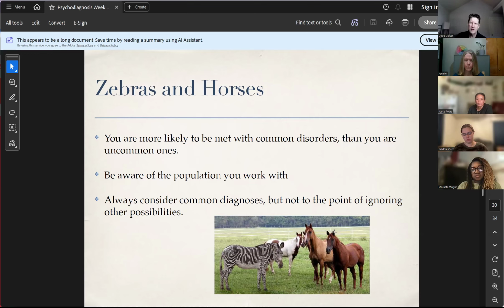So always consider common diagnoses, but not to the point of ignoring other possibilities. You can say, here's what I believe it is, but this is what it could also be. And we'll talk a little bit more about that later, when you are formally diagnosing someone. But you want to go with the common one first.